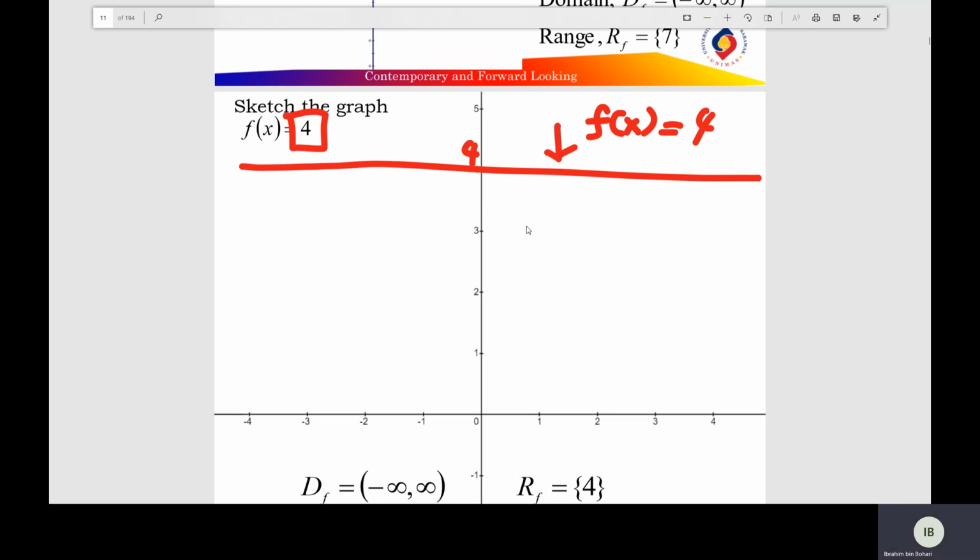Okay, very simple. And from the graph of the constant function, you find the domain. Domain here is defined for all the real numbers, negative to the positive infinity. You check your answer. And the range of the constant function here equals k, and the range here equals 4.